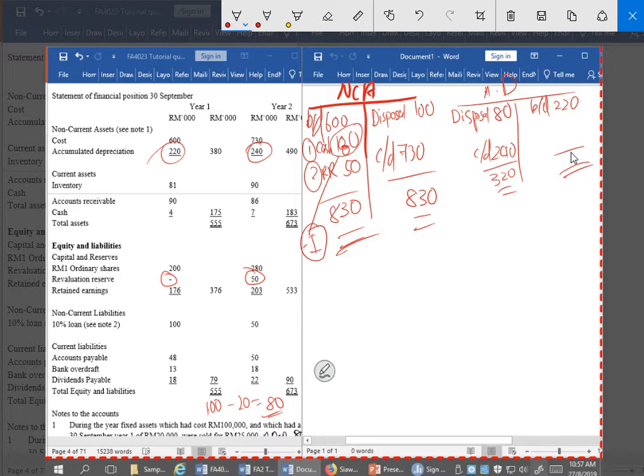Current year depreciation will be 100. Are you guys okay? Where are you going to use this figure 100? Add to operating. Are you guys okay? Can you follow? Okay or not?